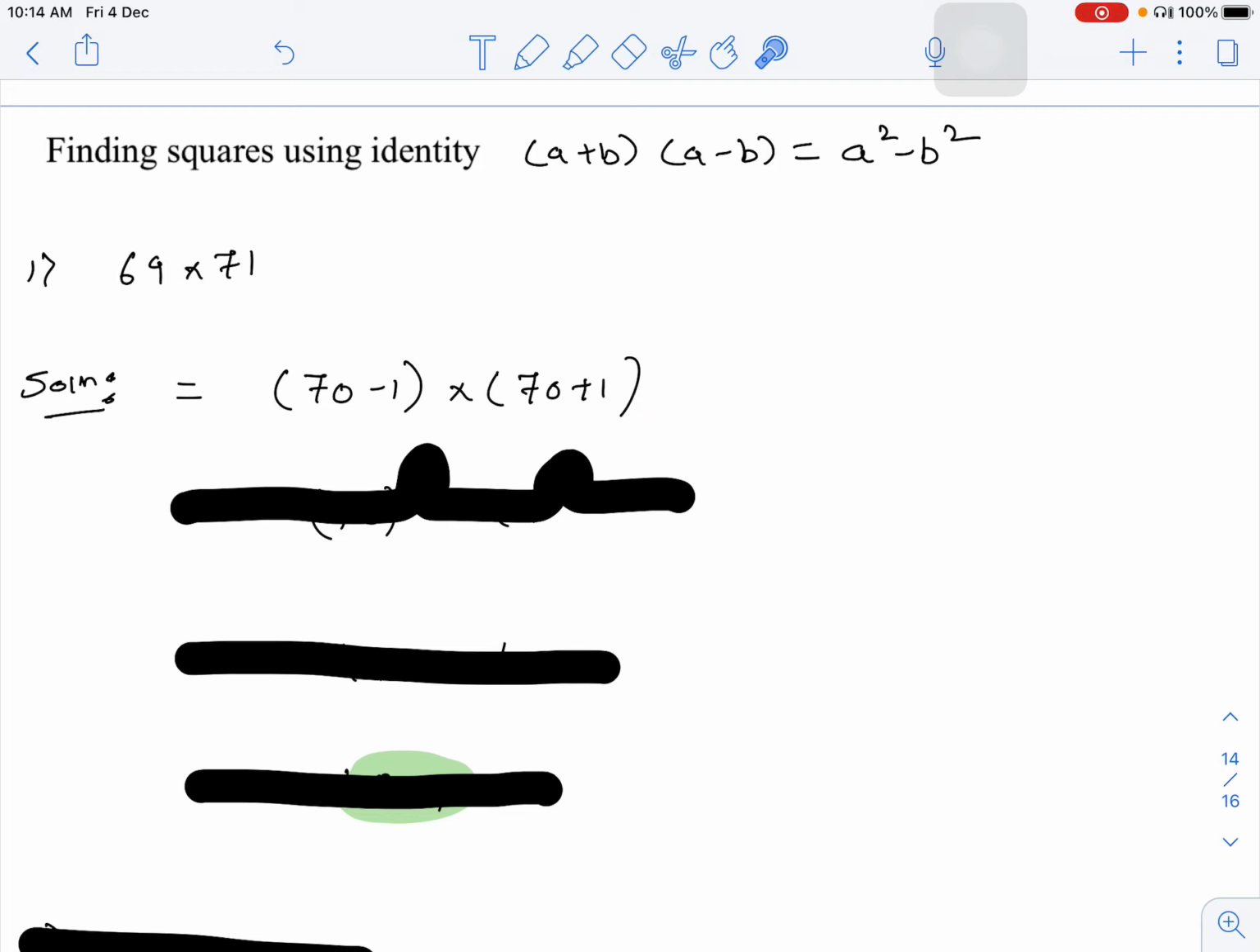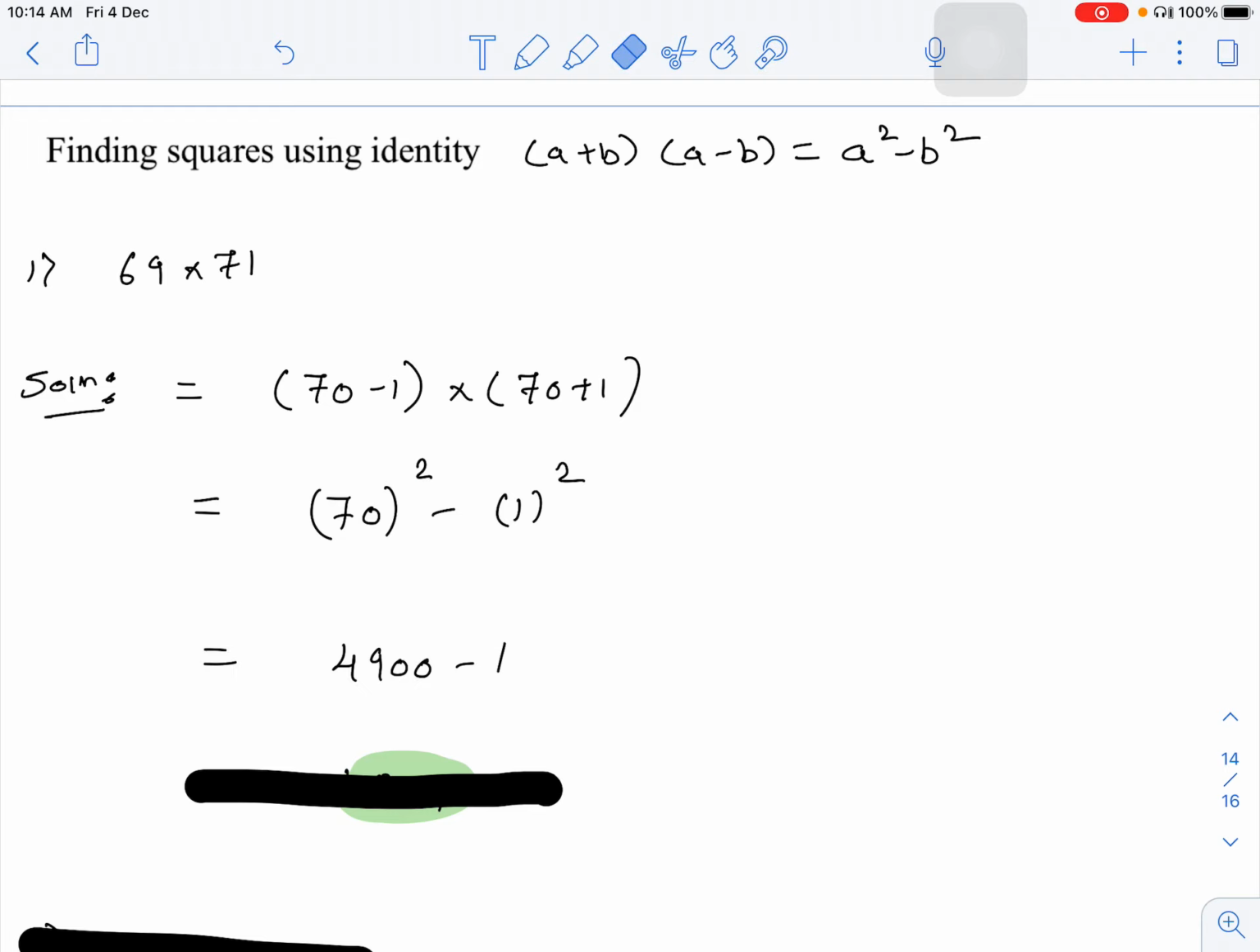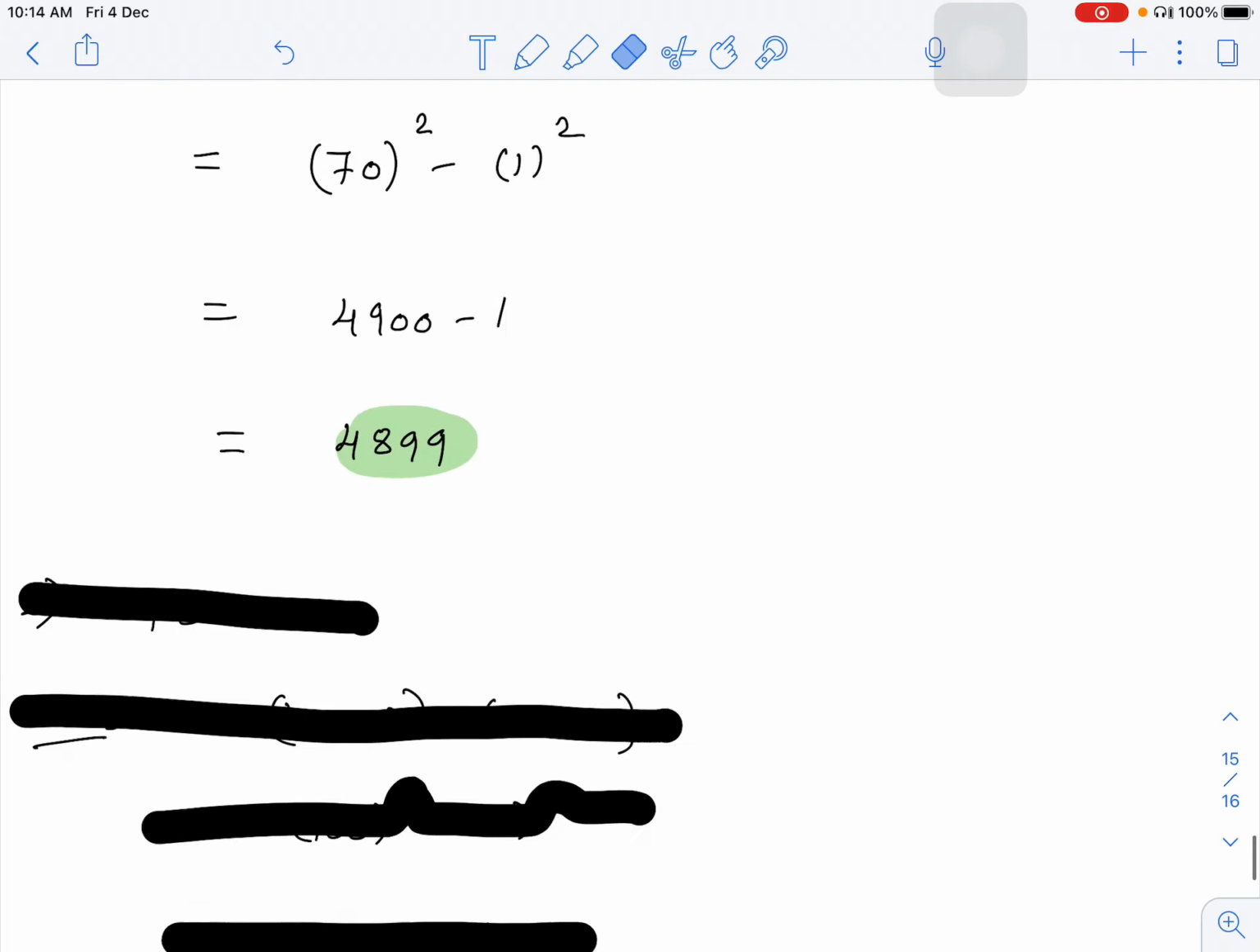Since it is of the form a minus b, a plus b, we can write it as a square minus b square. So in the next step you will get 70 square minus 1 square. Now what is 70 square? I told you for this type, 70 means consider only 7. 7 square will be 49 and here 1 zero is there, so in square it will become 2 zeros. So you will get 4900 minus 1 square is 1. Now 4900 minus 1 is 4899.